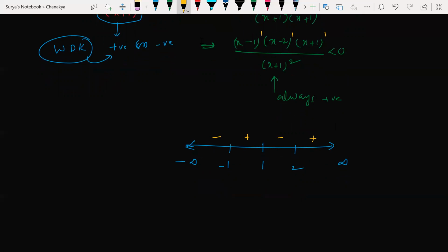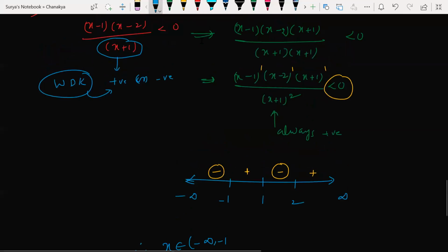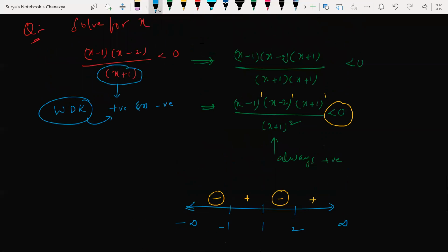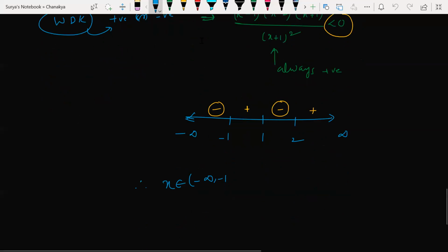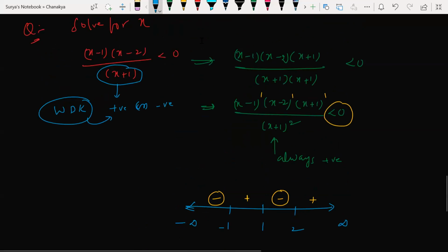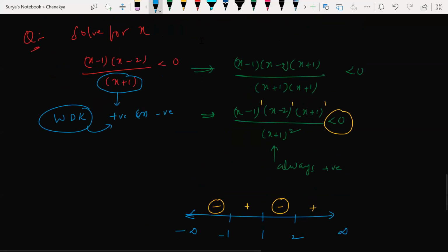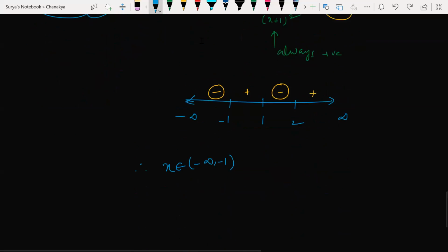Okay. This is what I got here. So next, here I need less than 0. Less than 0 means I need the minus region here. So what is the solution set going to be now? x belongs to minus infinity, always open bracket, minus 1. Minus 1, close bracket or open bracket? It is open bracket only. Why? Because he has given less than 0 here, not less than or equal to. You can't include that. Okay. Next, union 1, 2, 2. Clear? This is my answer going to be.